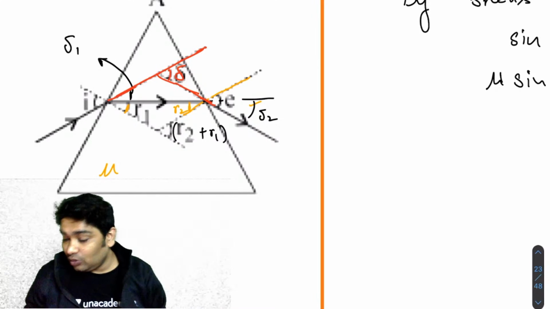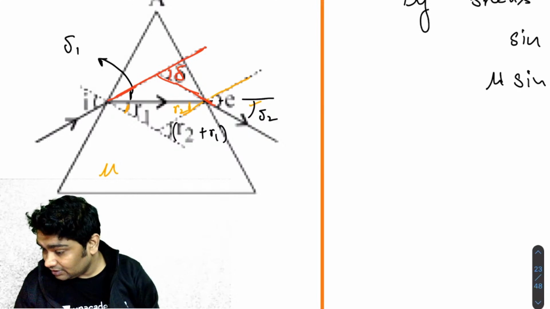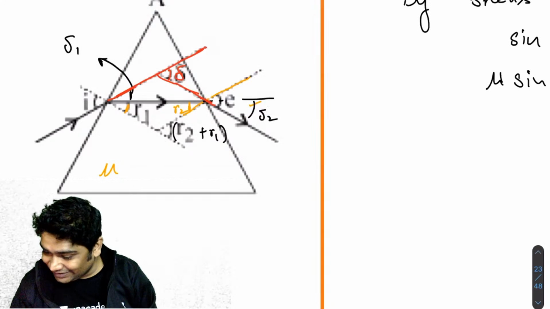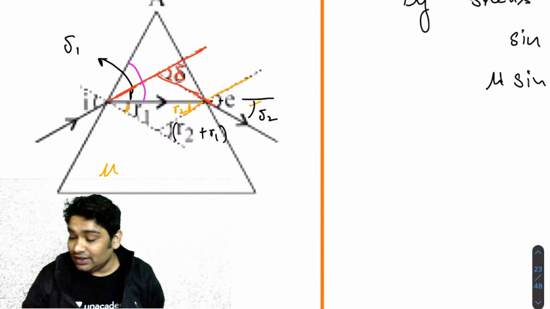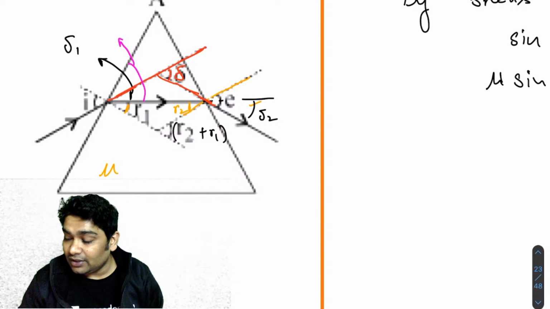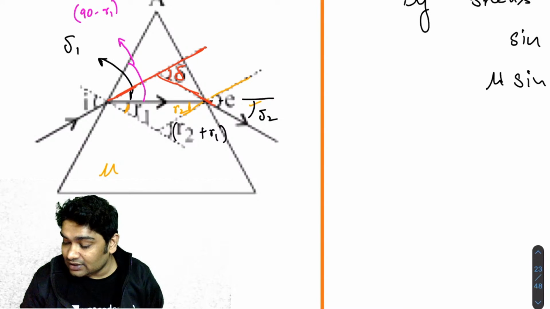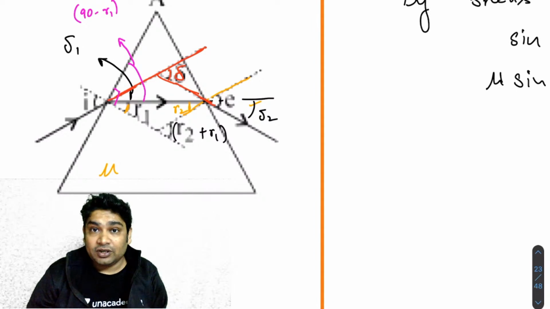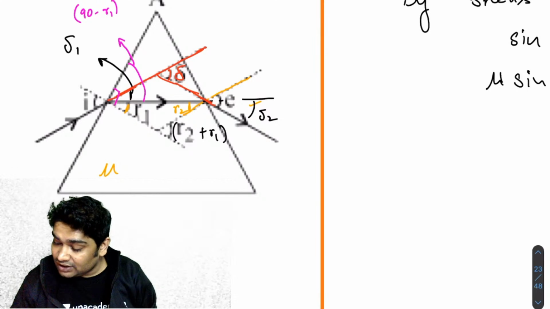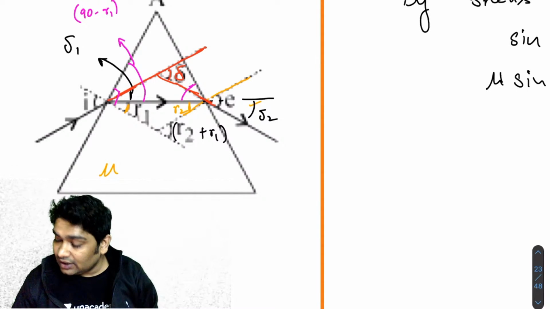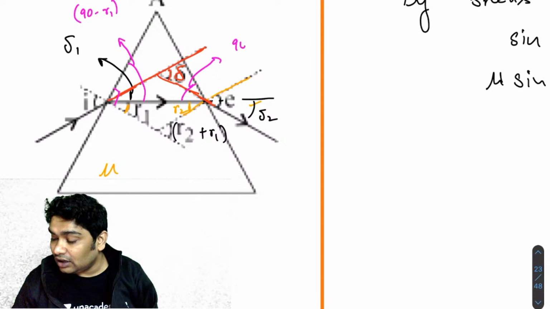Now let's find some more angles. How about this entire angle? This entire angle would be 90 minus R1. Why? Because this entire angle is 90, since this is the normal. Similarly, this entire angle would have been 90 minus R2.